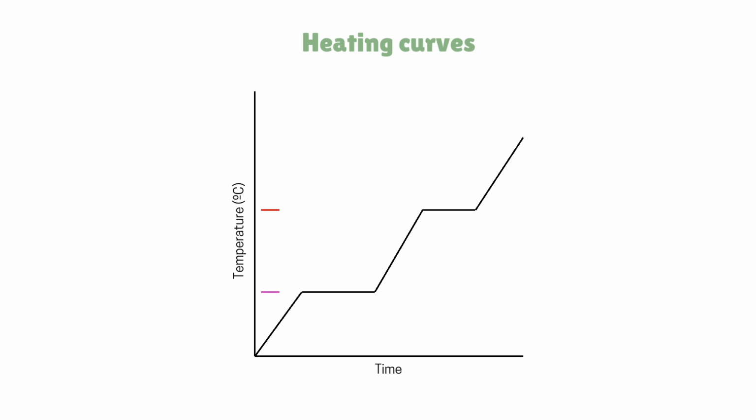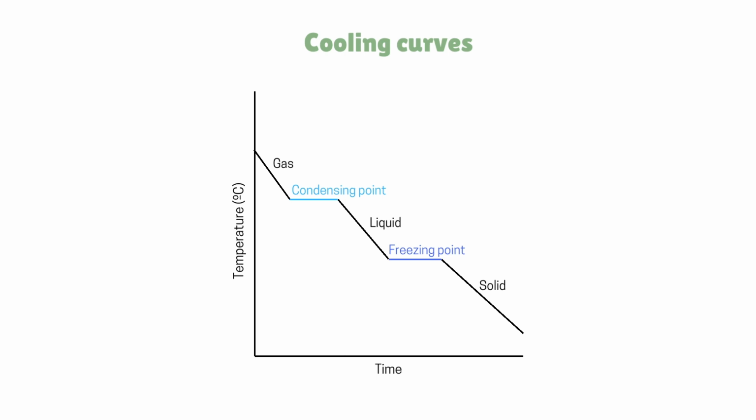You must then label the sections accordingly. At the bottom, label solid. At the first flat line, label the melting point. Then label liquid, then the boiling point, and finally, at the top of the graph, label gas. So this is how to draw a heating curve. Cooling curves have the same process, except the diagonal line will be negative, downwards, as seen here.